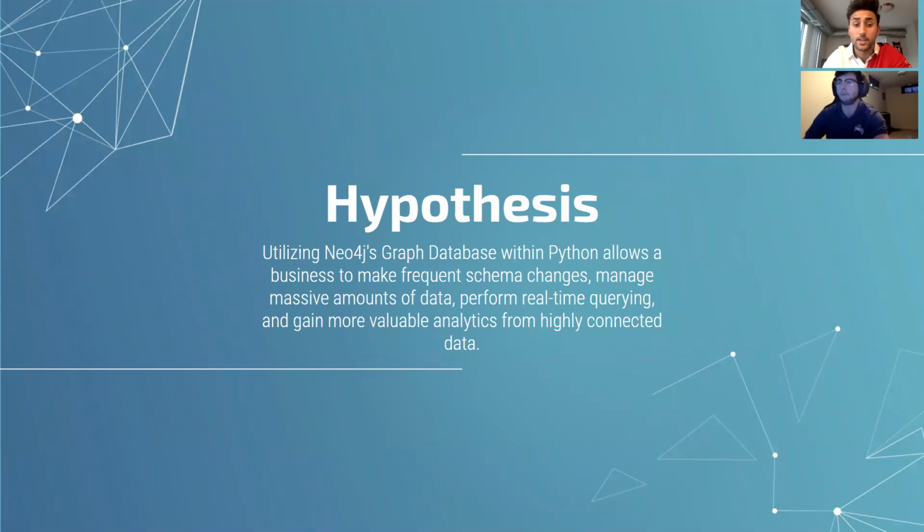So our hypothesis is utilizing Neo4j's graph database within Python allows a business to make frequent schema changes, manage massive amounts of data, perform real-time querying, and gain more valuable analytics from highly connected data.